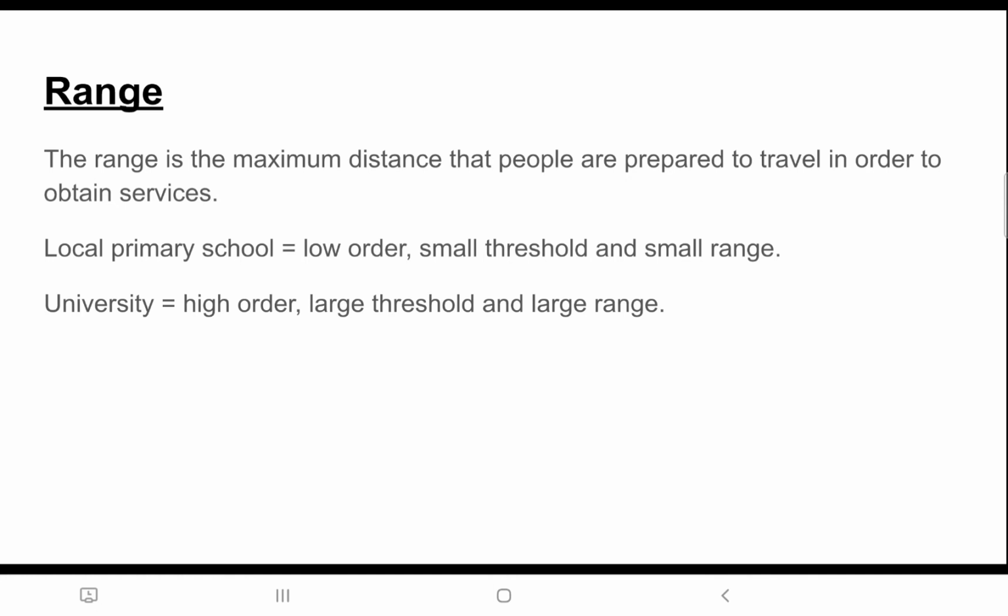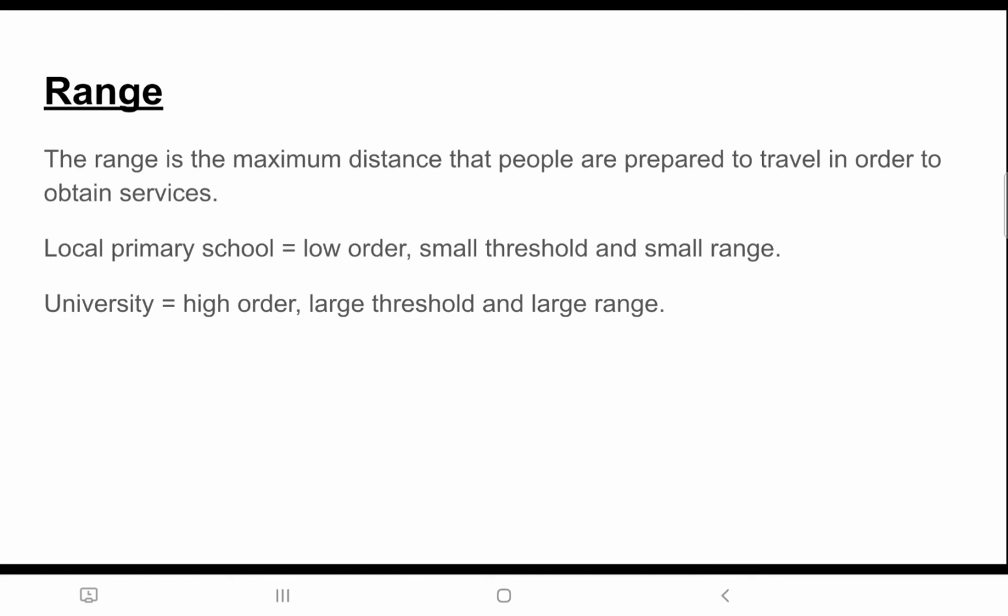So, for example, the local primary school and the university. The local primary school is low order, small threshold, and small range. Okay, people want their local primary school to be local to them, to be close to them. They don't want to travel a long way in order to get to a local primary school. The university at the other end of the scale is high order. It's large threshold and it has a large range. People will travel long distances to go to the university that they want to go to. So that is the range.